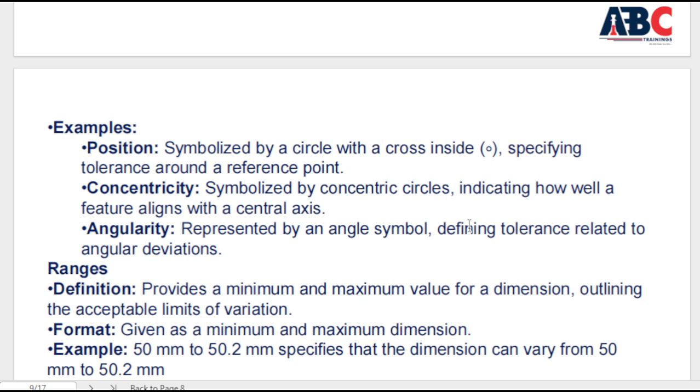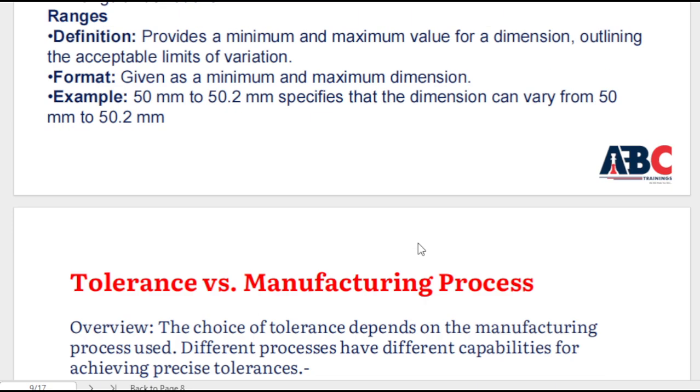Next, we express tolerance in ranges. Ranges provide a minimum and maximum value of a dimension, outlining the acceptable limit of variation. The format we use is between minimum and maximum limits. For example, 50 mm to 50.2 mm specifies that the dimension can vary from 50 mm to 50.2 mm.